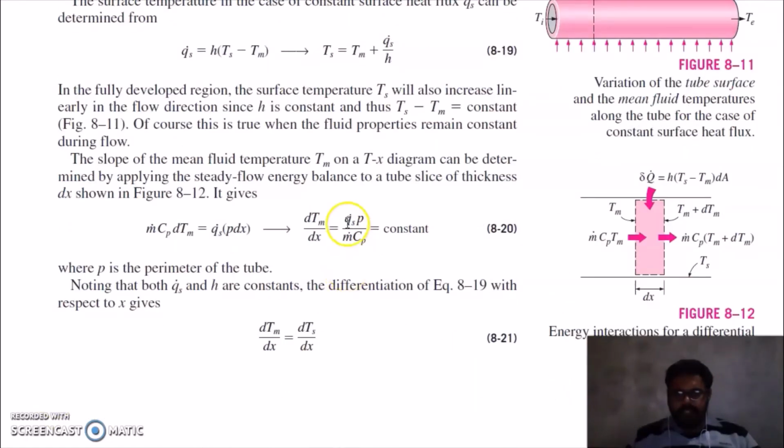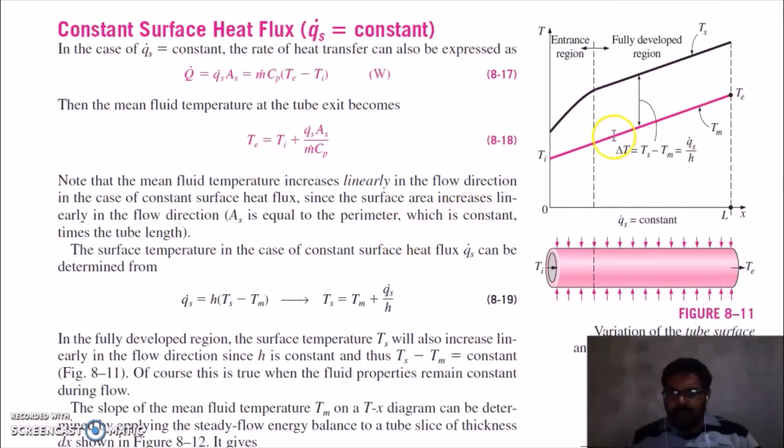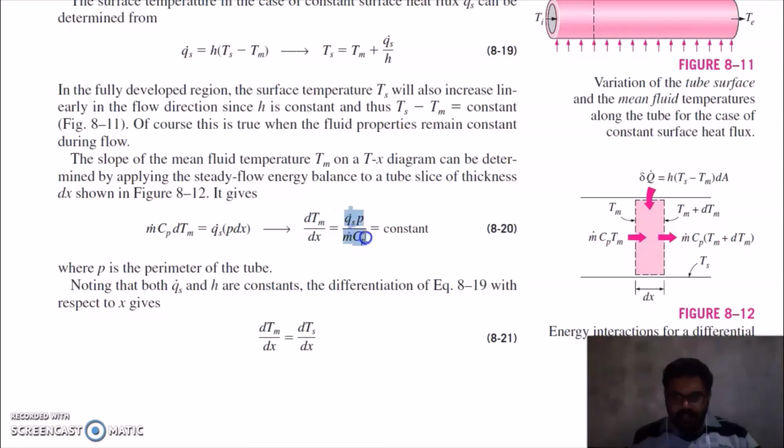It means this Qs is constant, the perimeter is constant, because the tube perimeter is fixed, the mass flow rate is fixed, Cp is fixed. So this quantity is constant. This relation shows that Tm will vary linearly, because the derivative of Tm with respect to the length of the tube is a constant quantity. So you can see here also the variation of temperature Tm is linear. It is a line with a slope of this value. This is the slope.